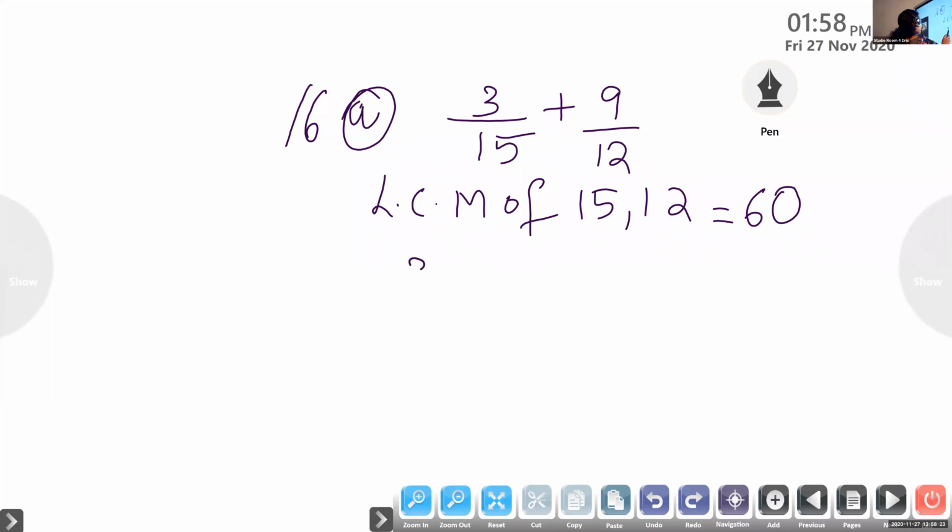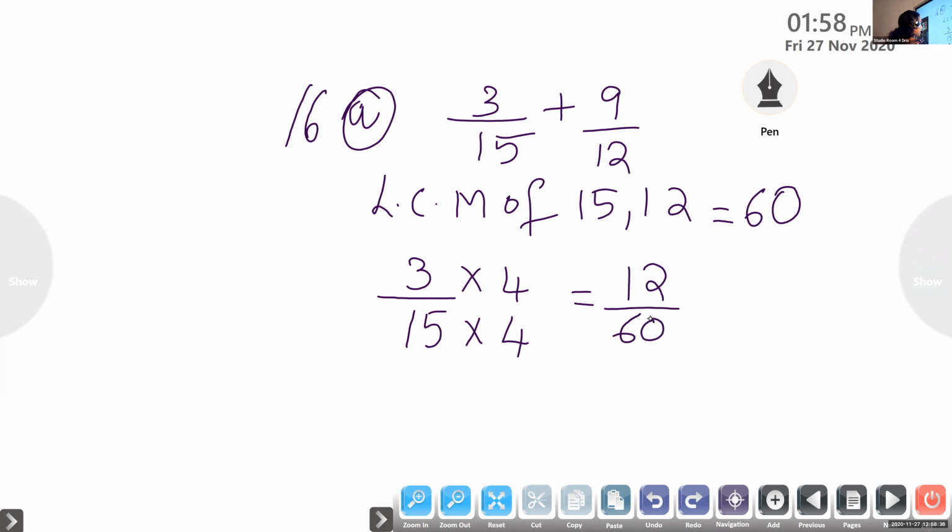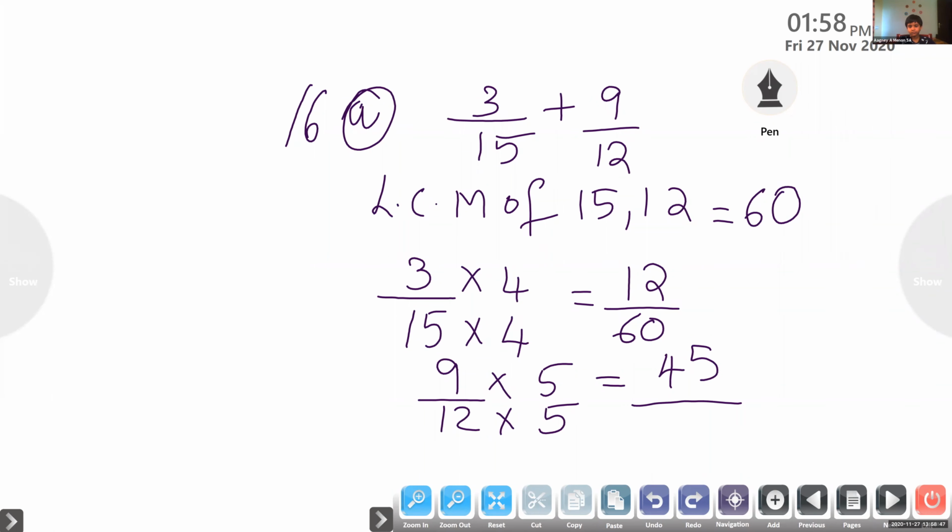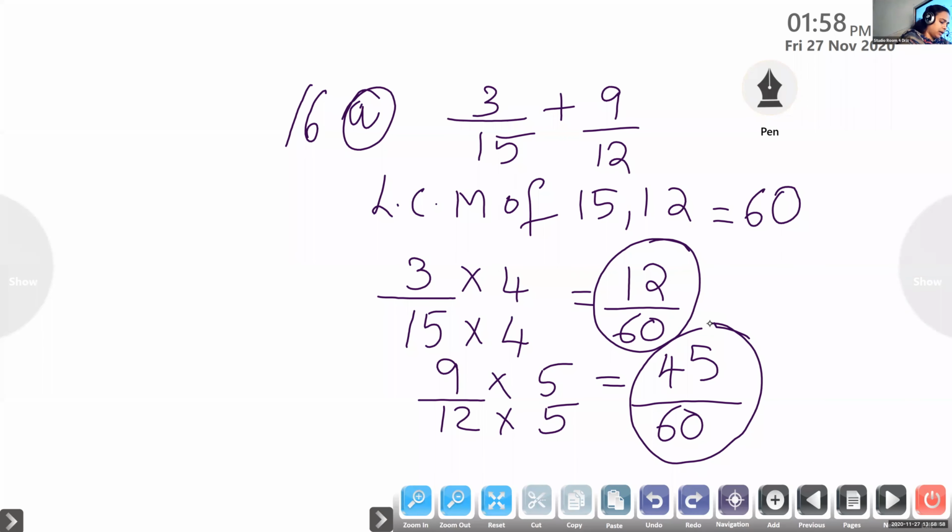So what you have to do? 3 by 15. You have to multiply by which number to make it 60? 4. 3 into 4? 12. 12 by 60. The next one, 9 by 12. You have to multiply both numerator and denominator by 5. 9 into 5? 45. 12 into 5, 60. So add these 12 by 60 and 45 by 60 and tell me the answer. 57 by 60. Okay, children, do it alone.